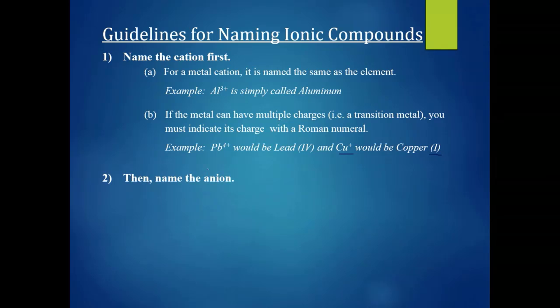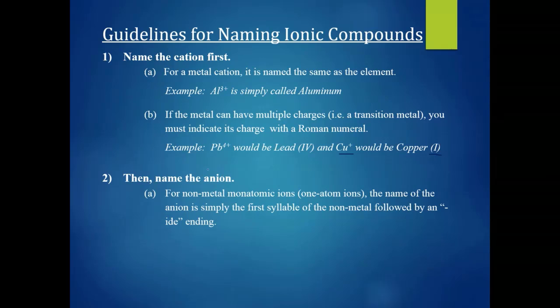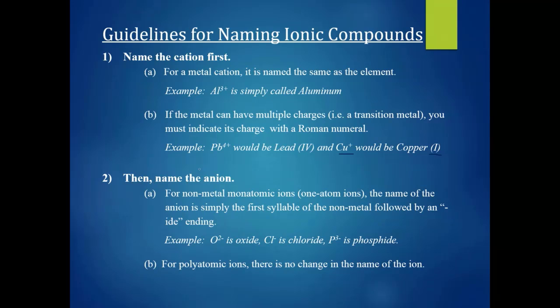From there, you name the anion. For a nonmetal monatomic ion, a one-atom ion, you just change the ending to IDE. You use the first syllable and then change the ending to IDE. So oxygen becomes oxide, chlorine becomes chloride, phosphorus becomes phosphide. For polyatomic ions, there's no change in the name of the ion. You just write the name of the ion exactly the way it is. So PO4 3-, you know it's called phosphate, you just write phosphate. You don't have to worry about any ending changes.